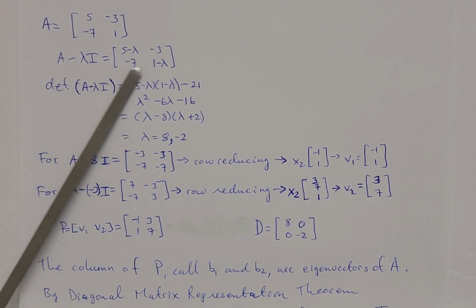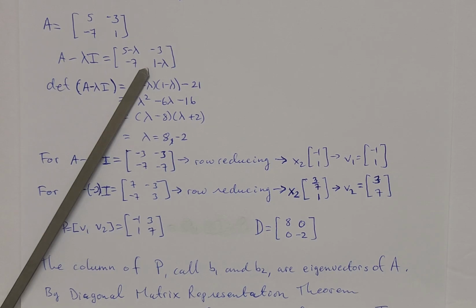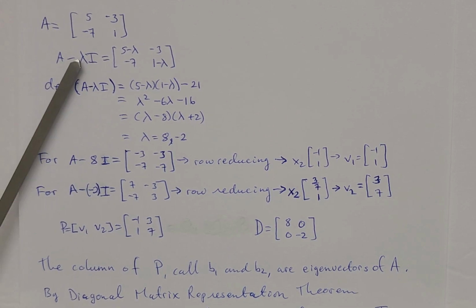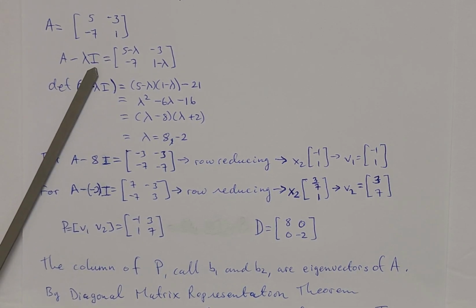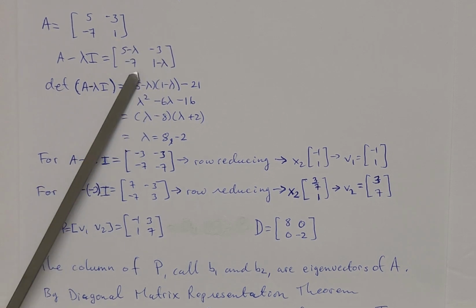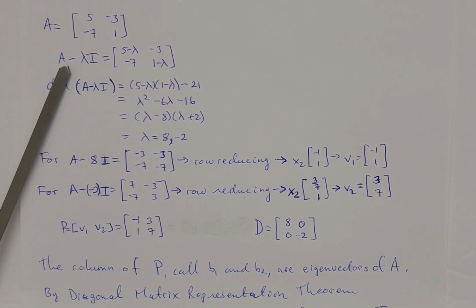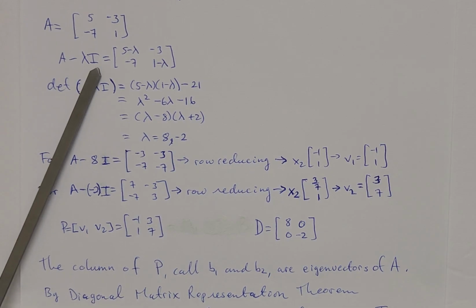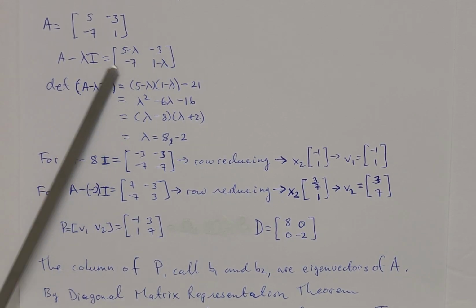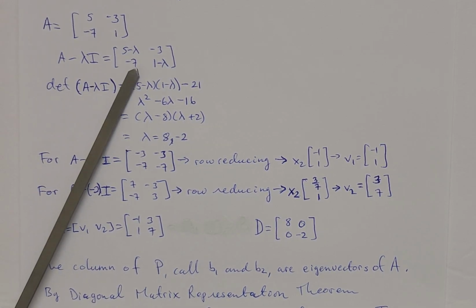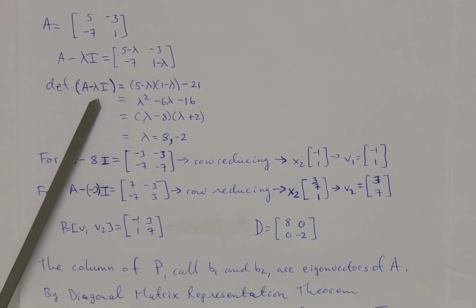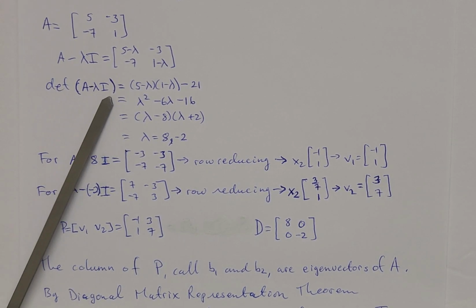Now this has already been done, so I hope that you remember how to do A minus lambda I. Again, this has already been subtracted, lambda times I, so A minus lambda times I. This has already been done just to make things go faster. Now after that, find the determinant of A minus lambda I.